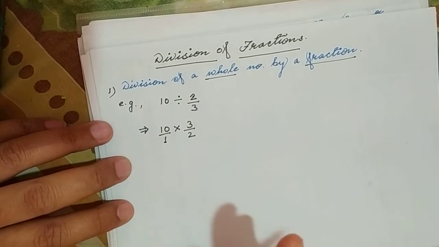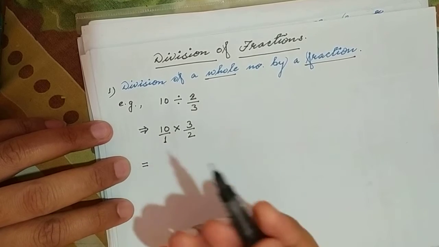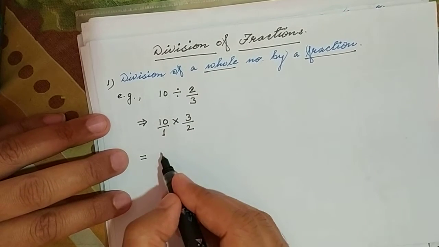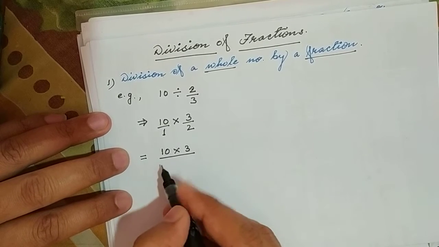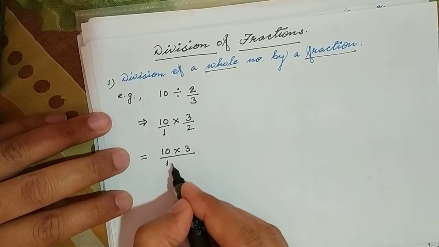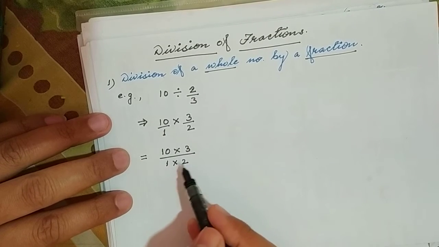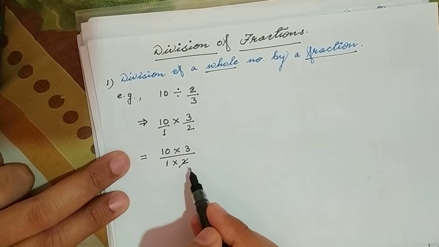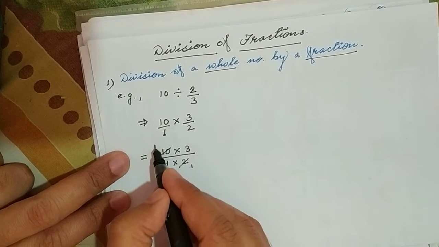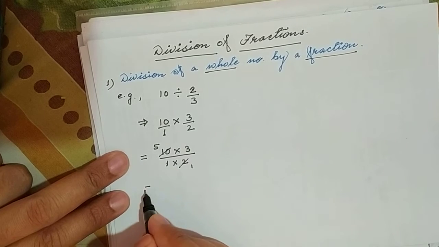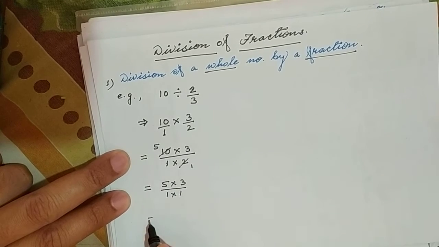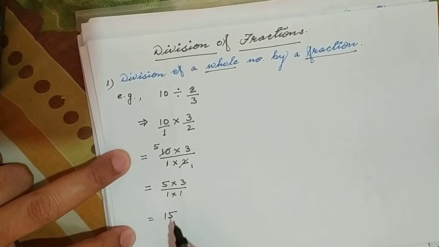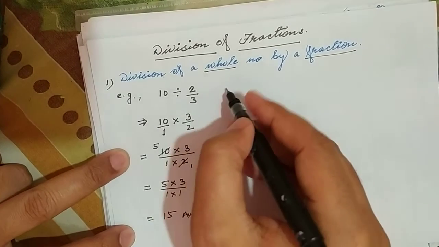So multiplication of fractions here. So now you know it very well how to perform this. 10 into 3 product of numerator upon product of denominator 1 into 2. This 2 and 10 has a common factor, that is 2. So 2 fives are 10, 2 ones are 2. In numerator 5 into 3 and in denominator 1 into 1. So 5 threes are 15 and no need to write 1 in the denominator.